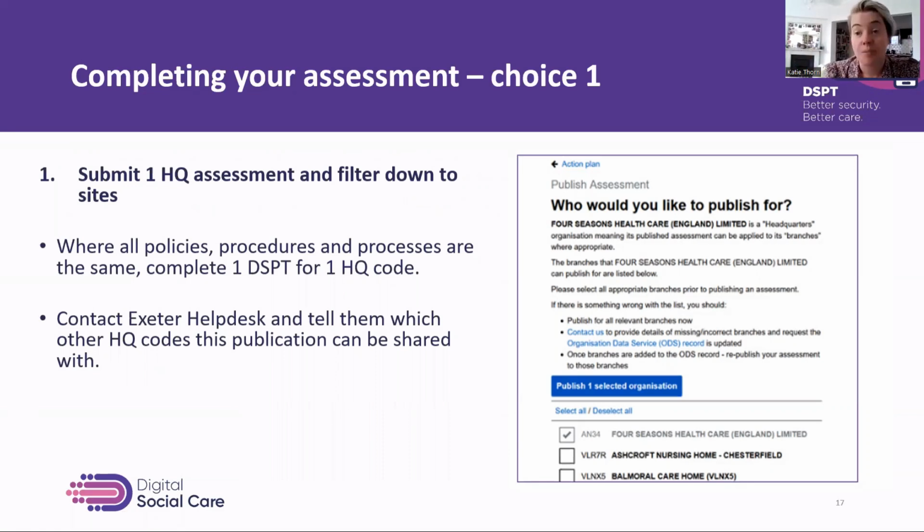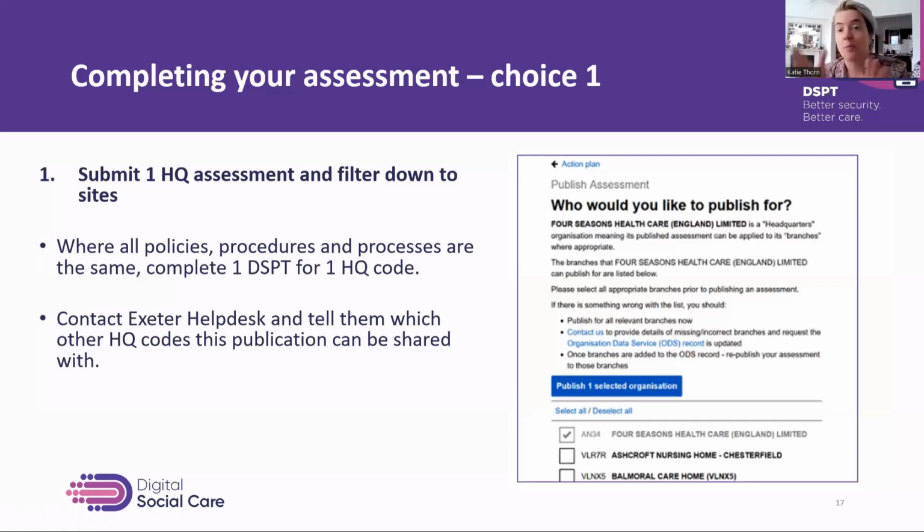You then have two different options of how you can complete as a head office. The first one, as Tom has mentioned already: if all of your individual locations complete exactly the same policies and procedures, have the same staff training, and you have one head office code, then you can complete one assessment which covers all of your sites.